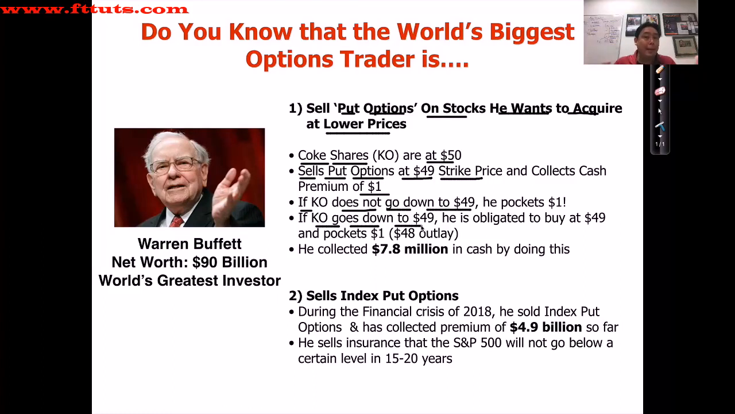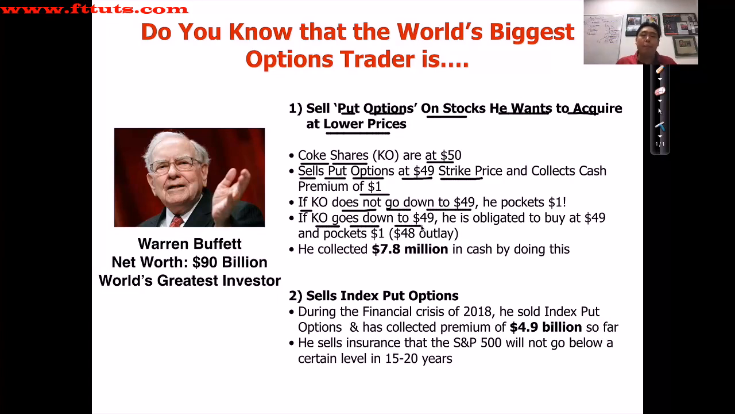Buffett is now obligated to buy Coca-Cola at $49 because he sold the insurance policy, which he wants to do anyway. So he buys it at $49, right? So in other words, either way, he wins. It's a win-win situation. It's a no-risk situation. Sounds too good to be true, but that's how options work if you know how to use it the right way, and that's how Buffett uses it.